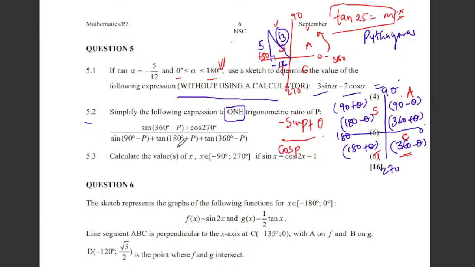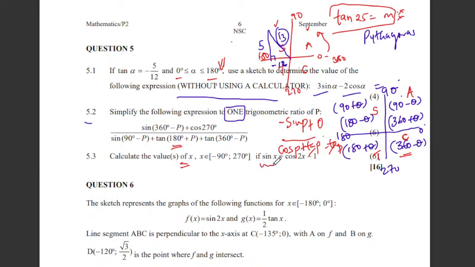Then the tan of 180 plus: 180 is in quadrant number 3, and in this quadrant tan is positive. So you'll have something like a tan P. And then 360 minus for tan, it's negative. So the tans cancel, and then you simplify. You're good to go. Then 5.3, calculate the values of x.